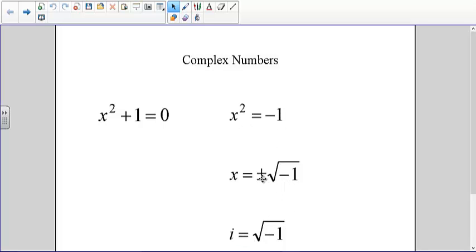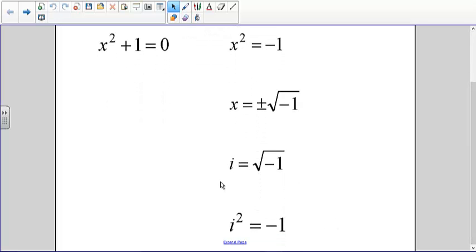have this plus or minus the square root of negative 1, which is not a real number because you can't have the negative argument of the square root. But if we define this new quantity i as equal to the square root of negative 1, then we can come up with solutions, and they involve using imaginary numbers. So imaginary numbers are ones that have the square root of a negative number.